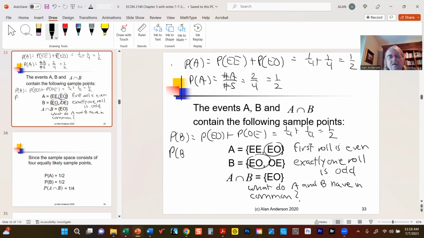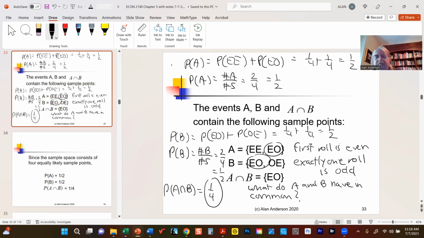or, okay. And then A intersect B. Well, it's just 1 out of 4, any way you look at it. Okay, so you got everything you need. You just plug these into your addition rule.